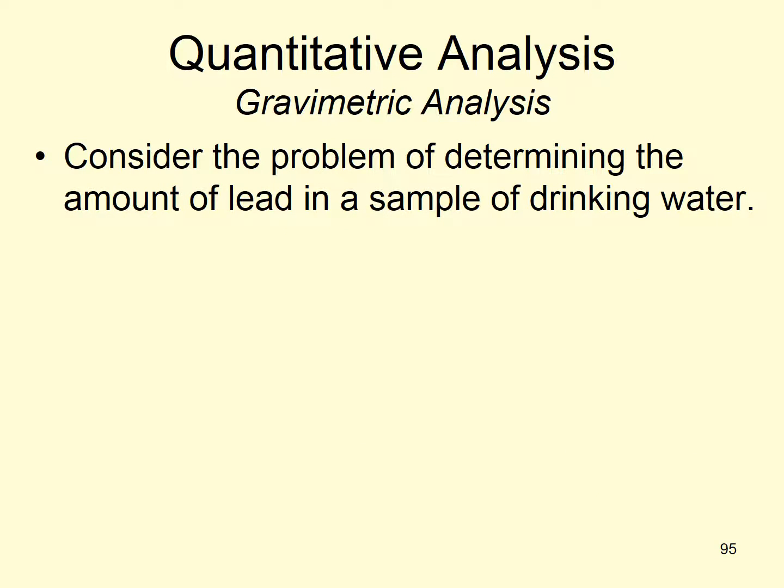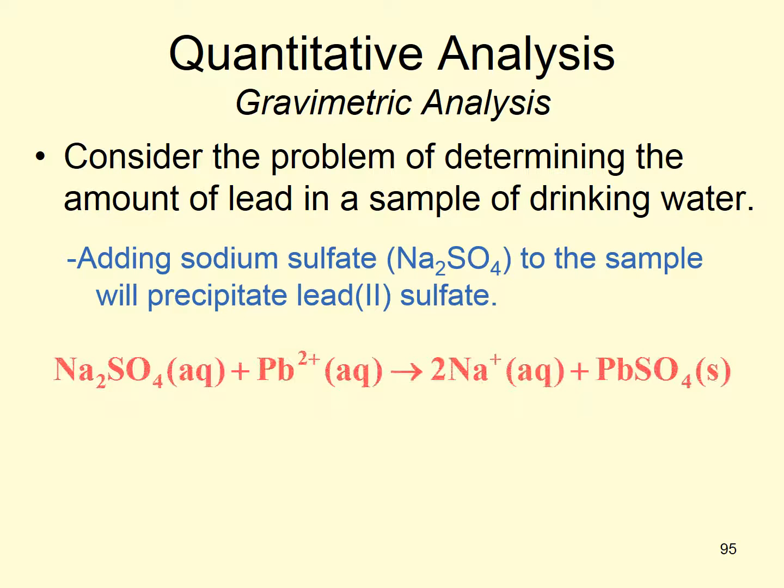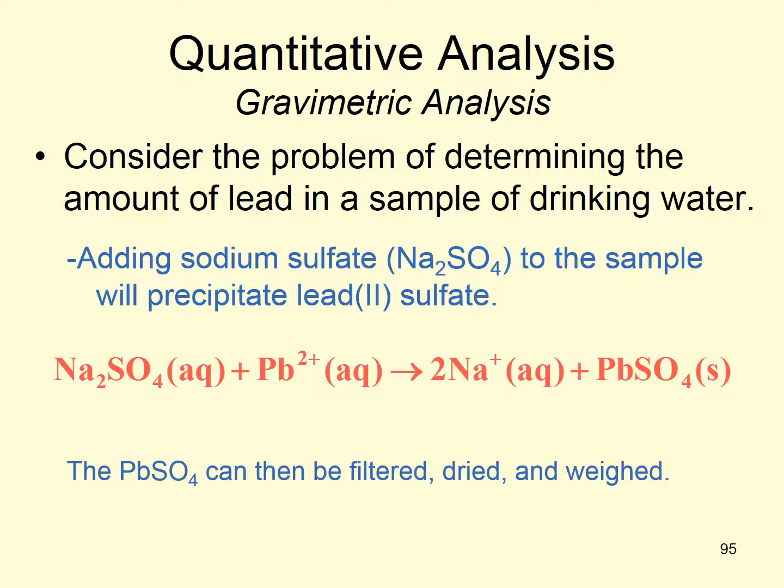All right, so let's do just a real simple gravimetric analysis problem. What if we wanted to find out how much lead was in a particular sample of drinking water? Well, if you take that drinking water and add some sodium sulfate, the sodium is soluble, but then the sulfate will precipitate out all the lead. And so it will take all the lead out of solution and make it into a solid. So here's the equation of what would happen. The lead sulfate would precipitate.